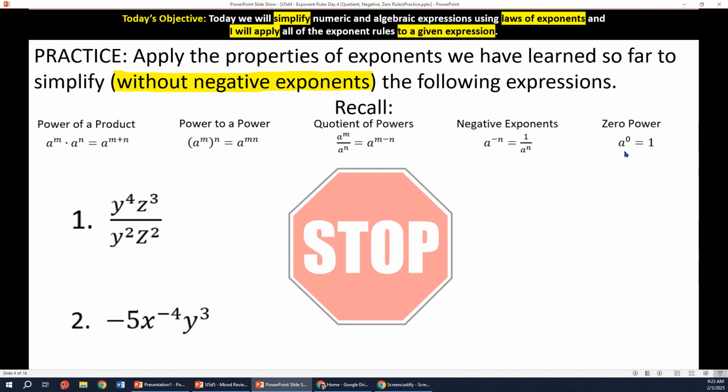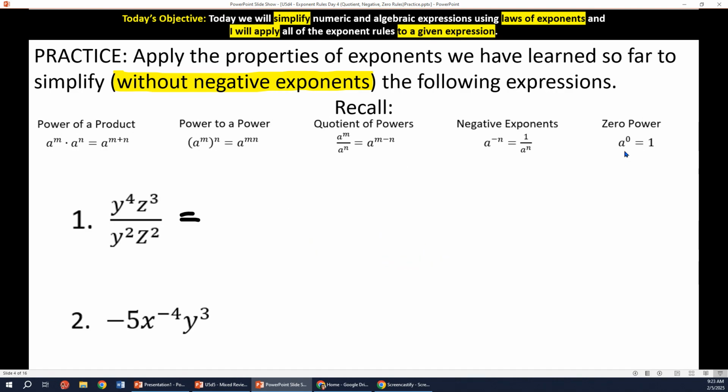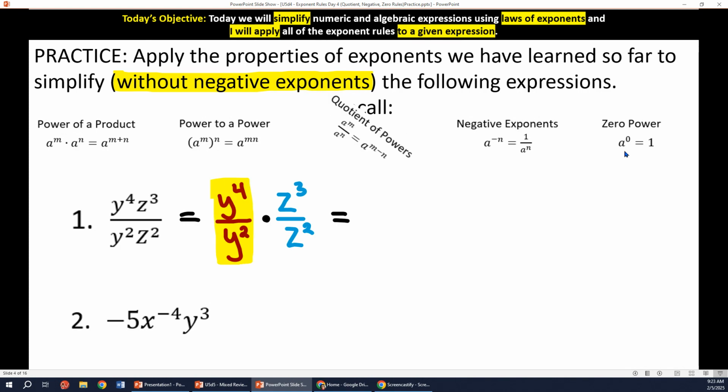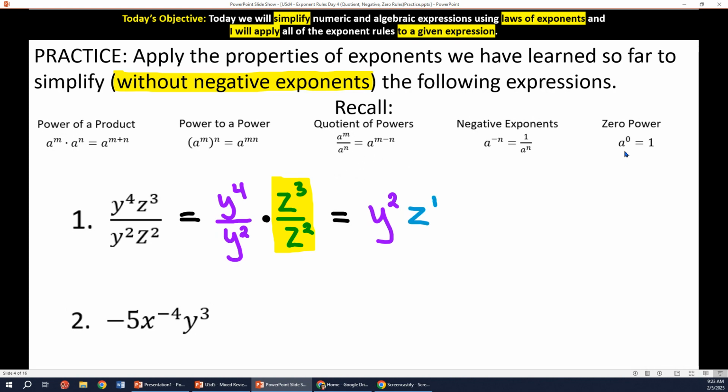All right, let's look at our answers. On number 1, I'm going to group those y's together, and I'm going to group the z's together. So when I do that, I'm going to apply the quotient rule, which says I'm going to subtract the exponents. 4 minus 2 is 2. For the z's, I'm also dividing, so I'm going to use the quotient rule, which says I'm going to subtract the exponents. 3 minus 2 is 1. And remember, you don't have to write the 1.